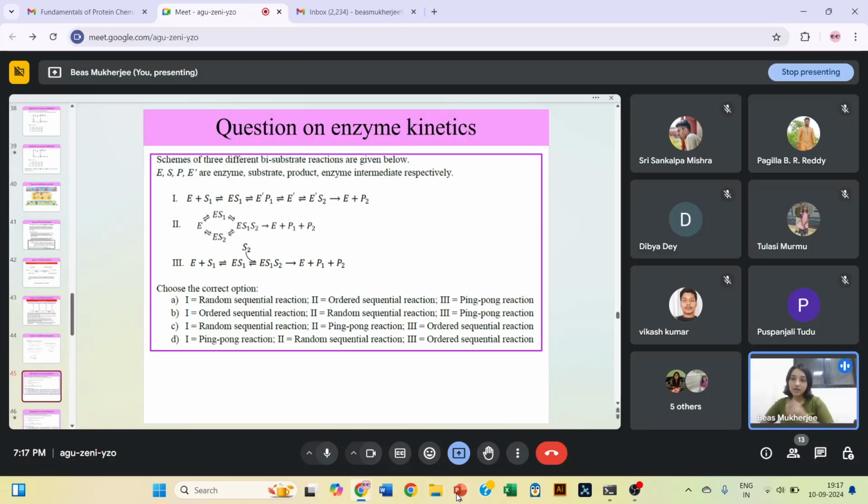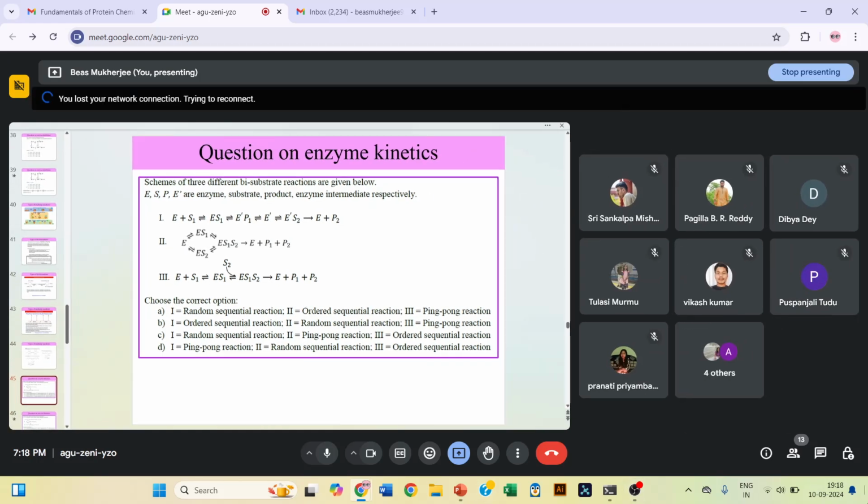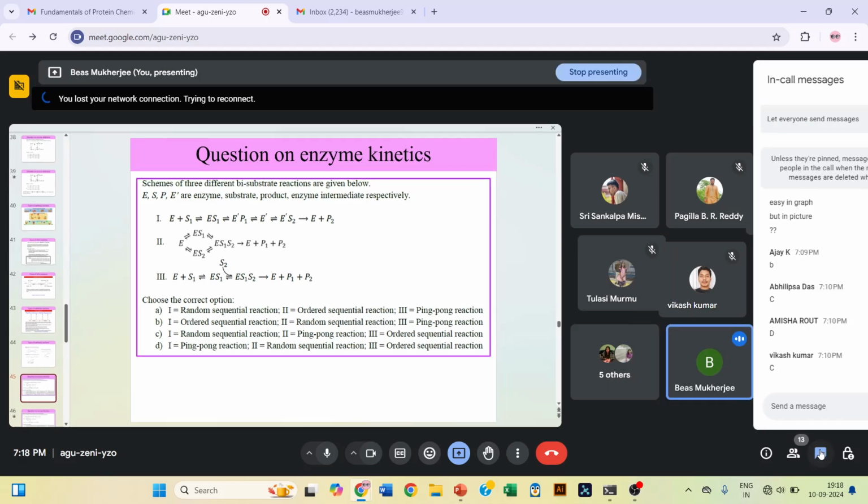This is again a question, and different equations are given, different chemical reactions, and from here you have to identify which is a random ordered interaction, which is a sequential ordered interaction, and which is a ping pong bi-bi interaction. So if you have understood until now, it should be easier for you to answer.